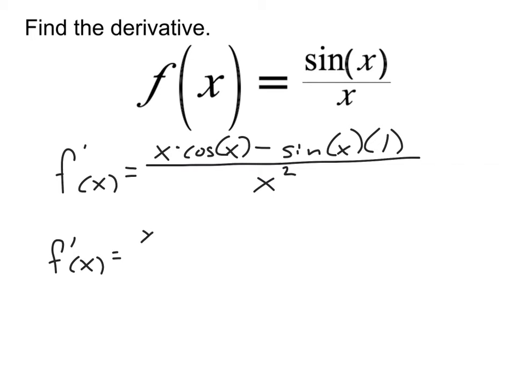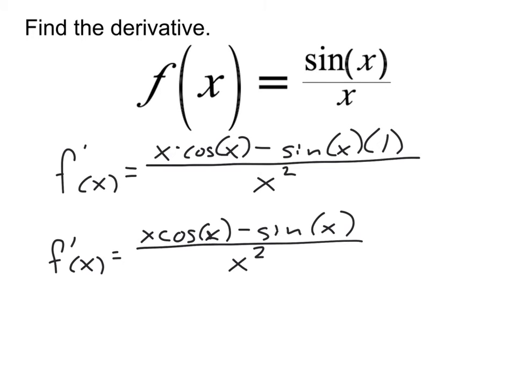Because on the top, we can just make this first part into just x times cosine of x. And for the last part, well, sine of x times 1 is just going to be sine of x, so that's going to just be minus sine of x. And yeah, it's all just over x squared. There's nothing else we can do here. There's no particular trig identities or anything that we can all of a sudden plug in at this point. So we're done. This is all you can do at this point.